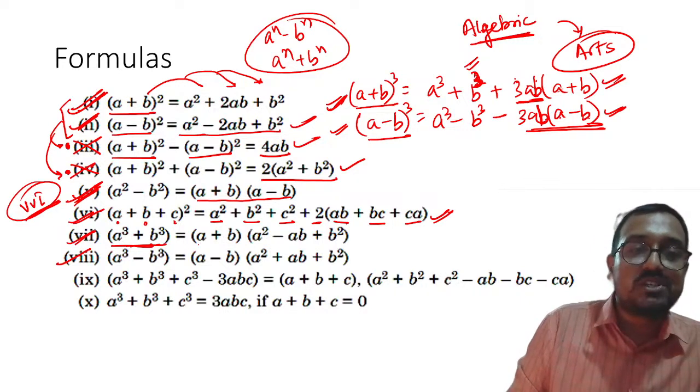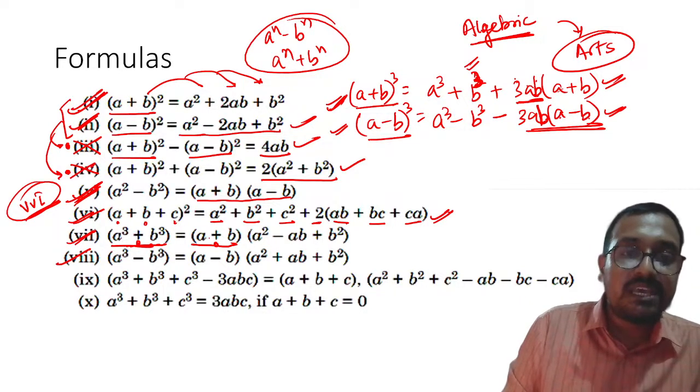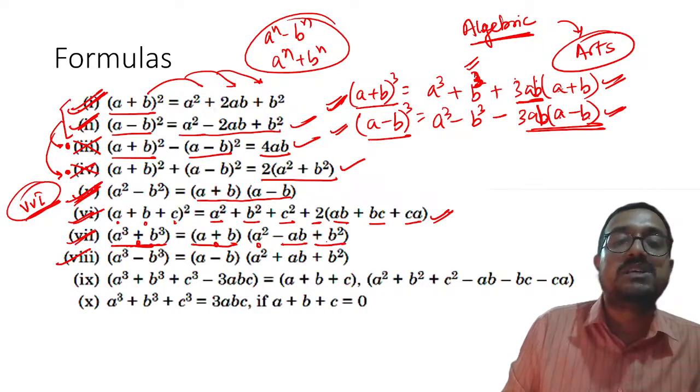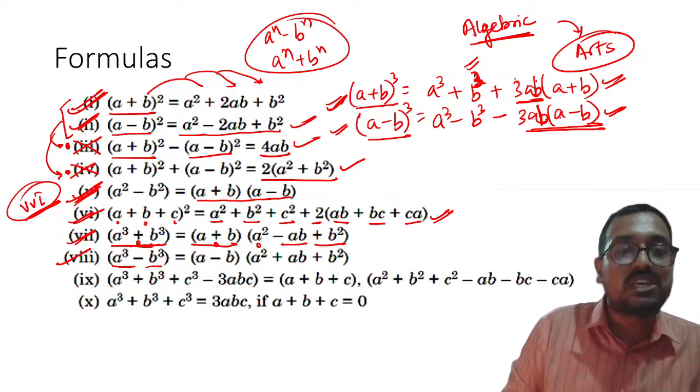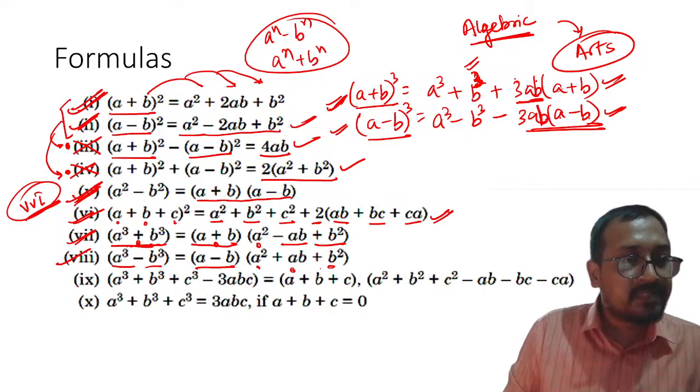a cube plus b cube is equal to (a plus b) into (a square minus ab plus b square). Please remember, symbols are same, right? Same way, a cube minus b cube is equal to (a minus b) in bracket (a square plus ab plus b square). Understood?